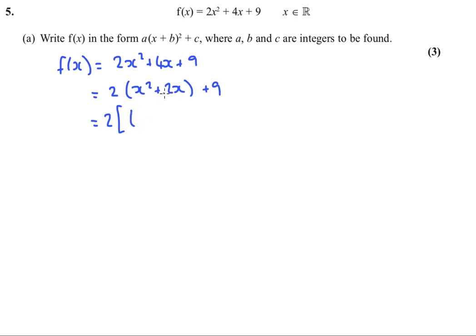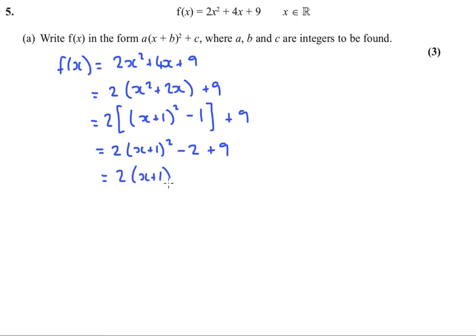And to do that, I'm going to divide this value by 2. Take away the square of it. And then I'm going to multiply this 2 back into the square bracket. So 2 lots of the square bracket, take away 2 and add on 9. So that collects together at the end to give us positive 7. So 2 lots of x plus 1 squared plus 7.